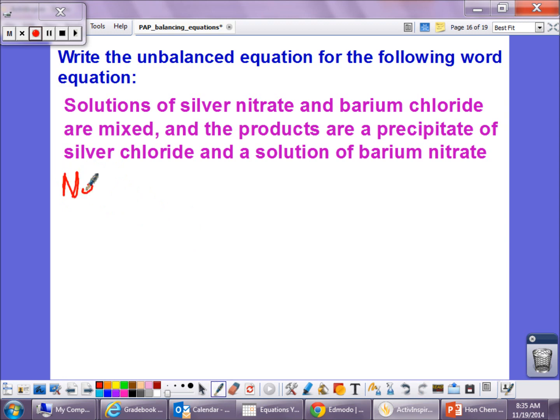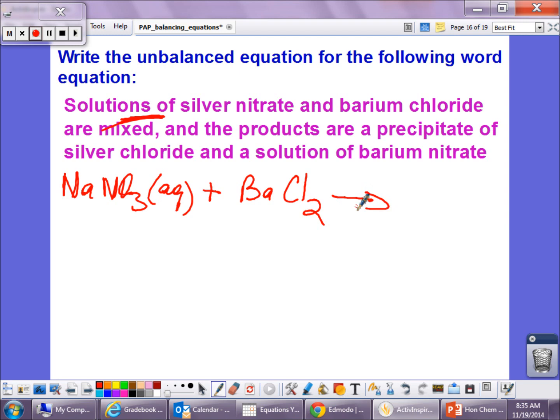Okay, I have NaNO3, aqueous. It says and, and means plus. And it says solutions, both of them are solutions. Barium is in group 2, 2 plus. Chlorine, group 7A, 1 minus. I need 2 chlorine for every 1 barium. Mix, and the products yield a precipitate of silver chloride.